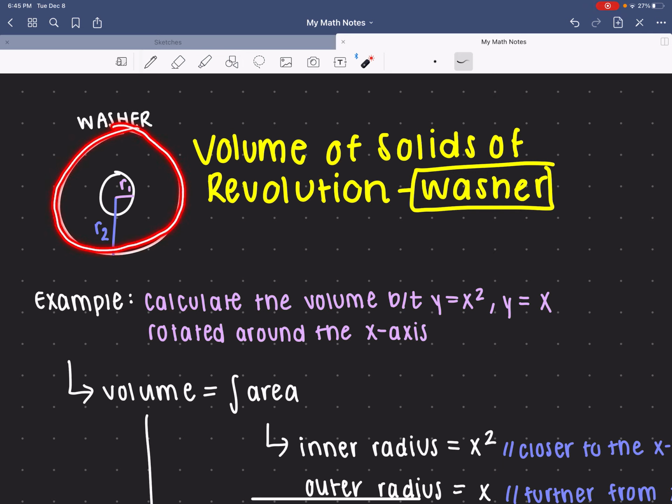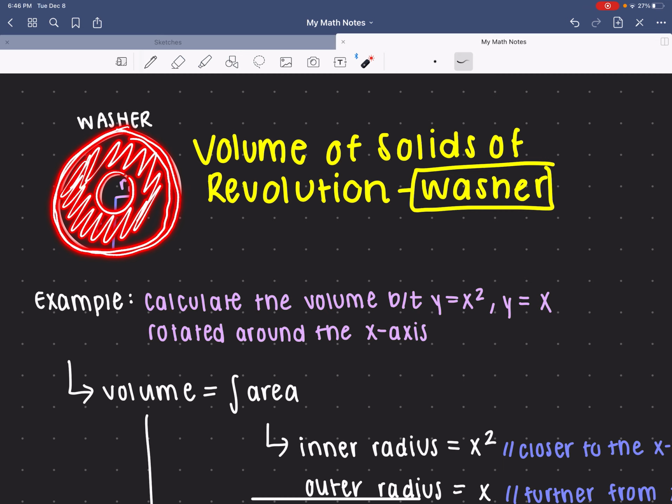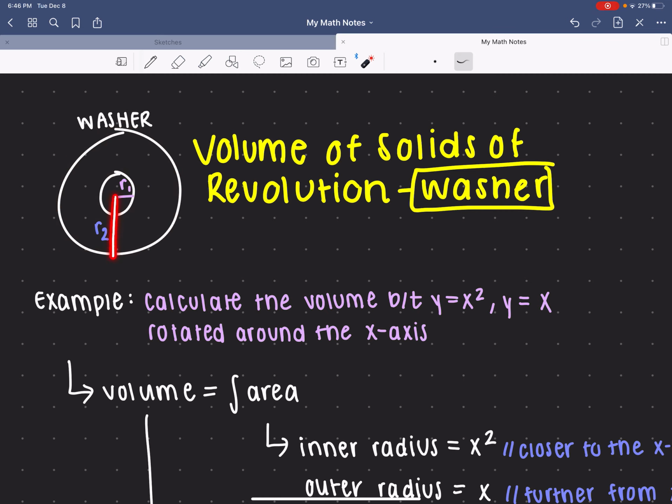A washer basically resembles what a washer is like in a toolbox. It's this big circle with a smaller circle, and it's this area. This is the area that we use in a washer method. And it has an outer radius and an inner radius, where the inner radius is the smaller one and the outer radius is the larger one.